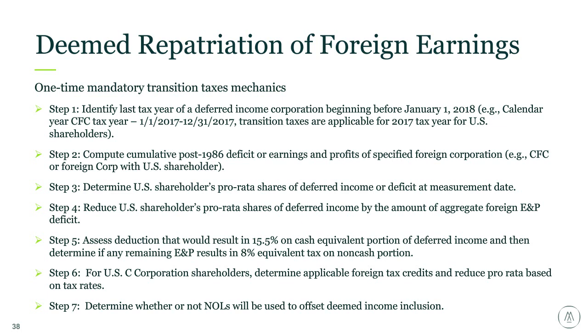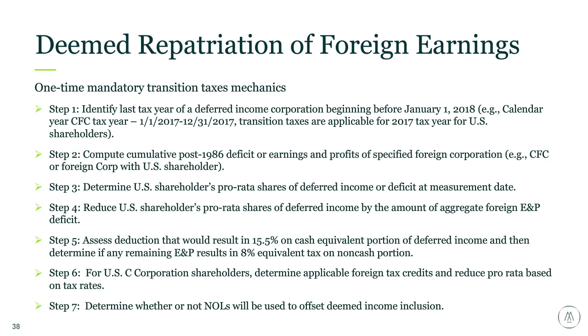Then figure out what any deficits may be. So if you have some foreign subsidiaries with positive accumulated earnings and some with negative accumulated earnings, you're allowed to net the two together to arrive at an aggregate total amount. And then you would need to look at your total aggregate cash and cash equivalents balances, which would include accounts receivable, and compare this to your total earnings. The lesser of those amounts is going to be subject, again, to the effective rate of 15.5%. And then if there are any earnings that are left that still have not yet been subject to tax, those are going to be subject to tax at the 8% effective rate.